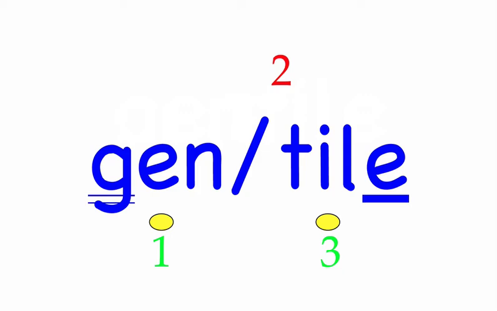Regent. The regent governed the province. Re has 2 sounds: R, E. Gent, 4 sounds: J, e, n, t. Regent. Mark the word.